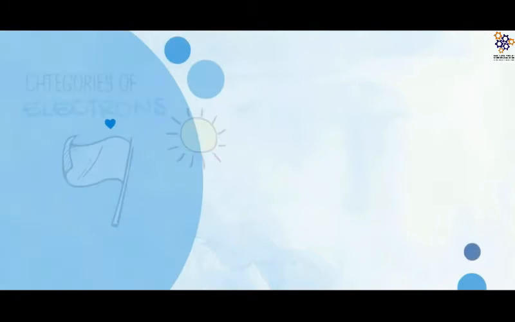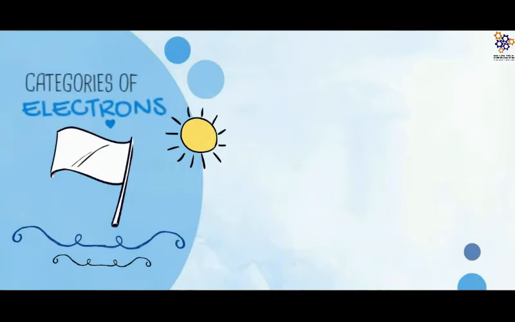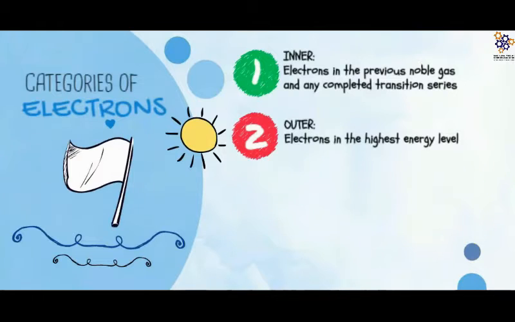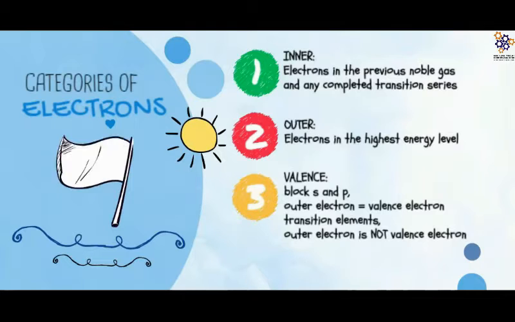Before we go further, we need to know the categories of electrons first. Inner electrons: electrons in the previous noble gas, and any completed transition series. Outer electrons: electrons in the highest energy level. Valence electrons: for block S and P, outer electrons equal valence electrons. But for transition elements, outer electrons are not valence electrons.